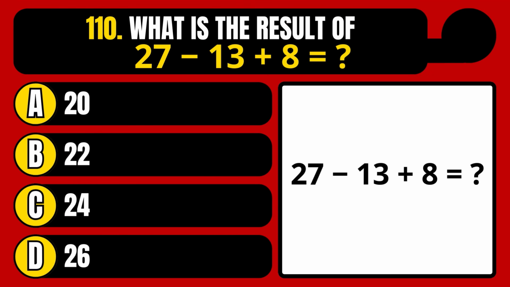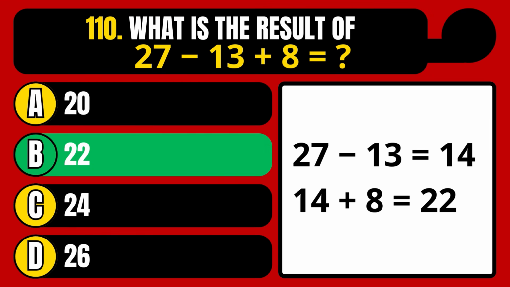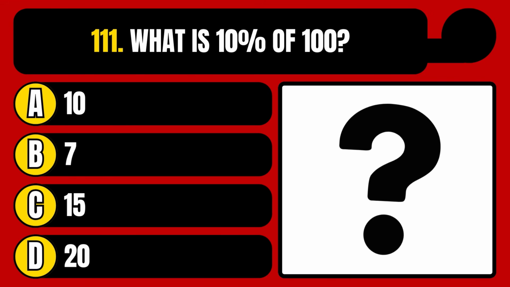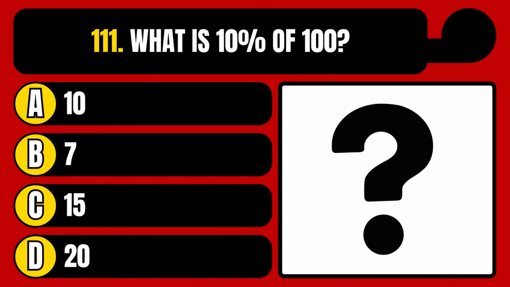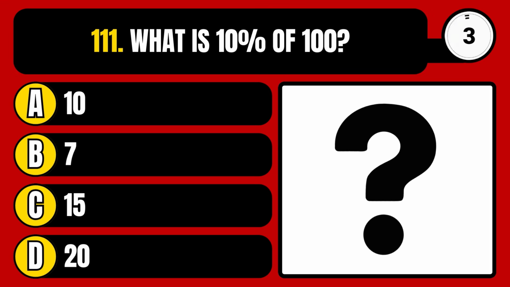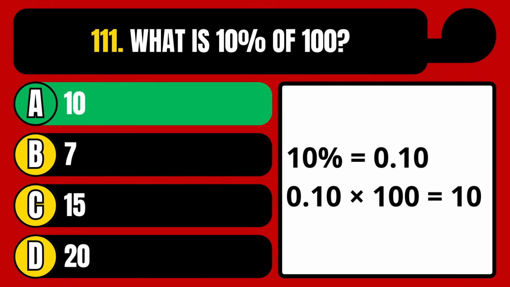What is the result of 27 minus 13 plus 8? 20, 22, 24, or 26? The correct answer is option B, 22. What is 10% of 100? 10, 7, 15, or 20? The correct answer is option A, 10.